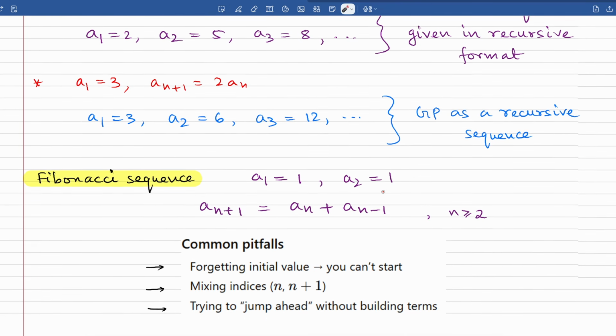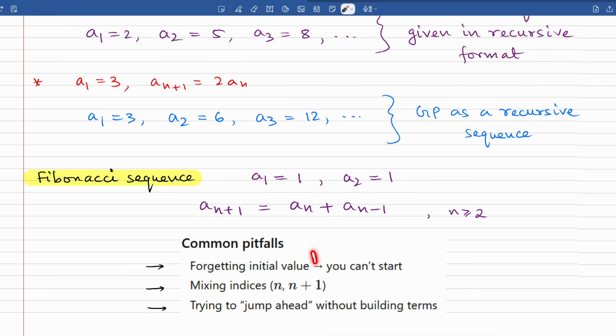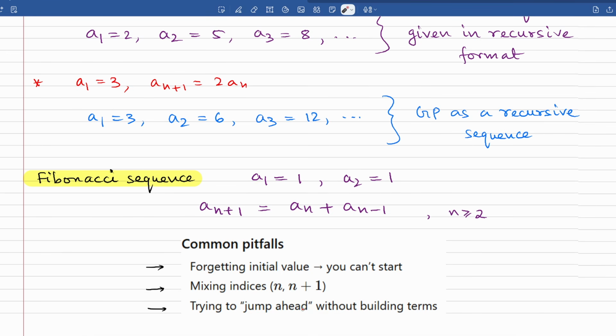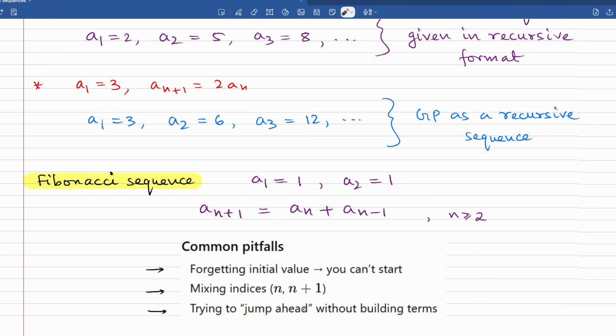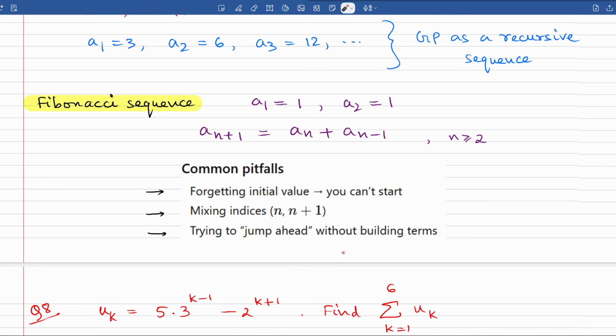The common mistakes in recursive sequences are forgetting the initial value, which means you cannot start, mixing the indices n plus 1, n minus 1, trying to jump ahead without building terms. That means you are trying to guess what term could land up in the 7th position without figuring out the 5th and 6th. Try this question, please.